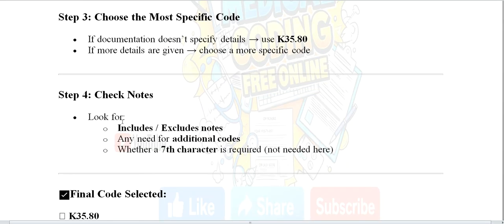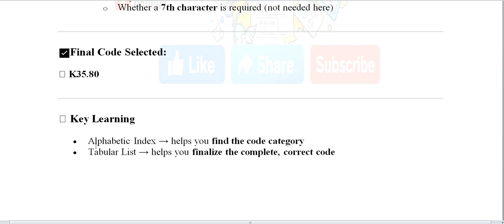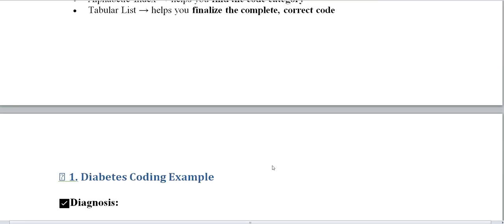Step 4: check notes. Look for includes, excludes, any need for an additional code, and whether a seventh character is required. It is not required here. So the final code selected is K35.80. So what is the learning from this heading? First, the alphabetic index helps to find the code category. The tabular list helps to finalize the complete, correct code.